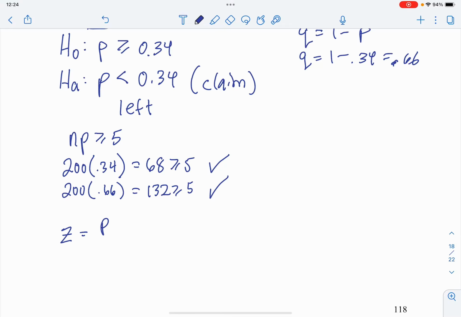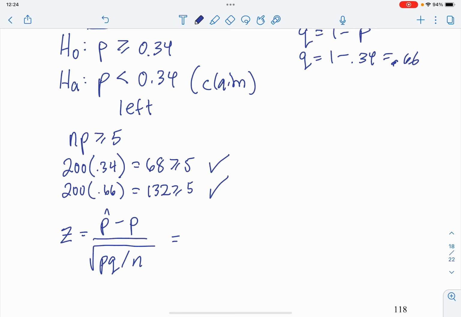And that's the formula above. It's p hat minus p. Remember the difference between those two? p hat is the sample proportion, whereas p is the population or hypothesized population proportion. And then the denominator has pq, no hats, divided by n.